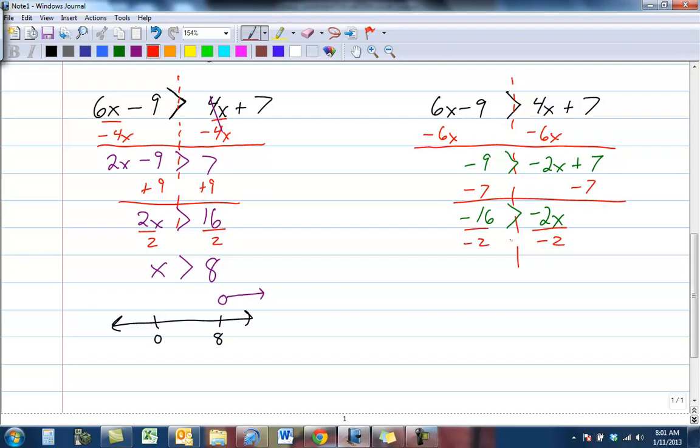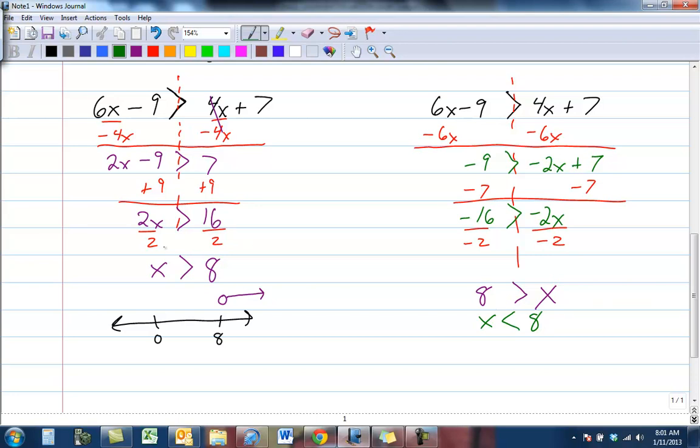Now we all know that if you multiply or divide by a negative number, you got to switch the inequality symbol. But let's suppose that we forgot for a second. -16 divided by -2 is +8 is greater than, the 2's cancel, x. Now here's the thing. If we were to write this backwards, this would say x is less than 8.